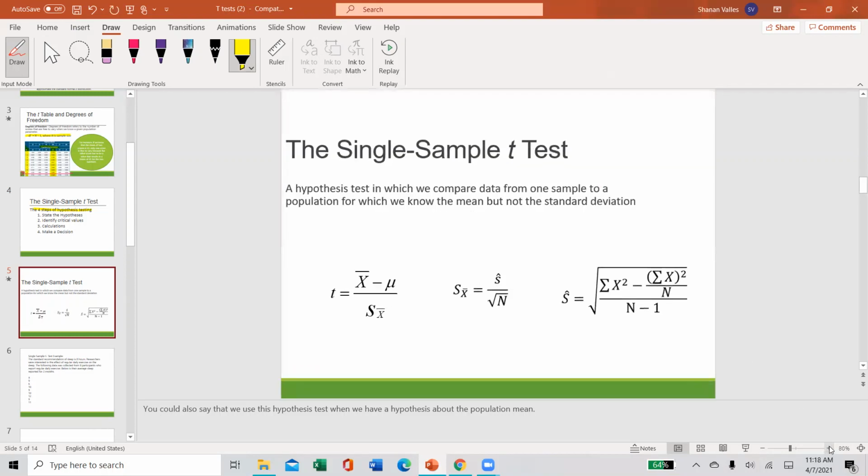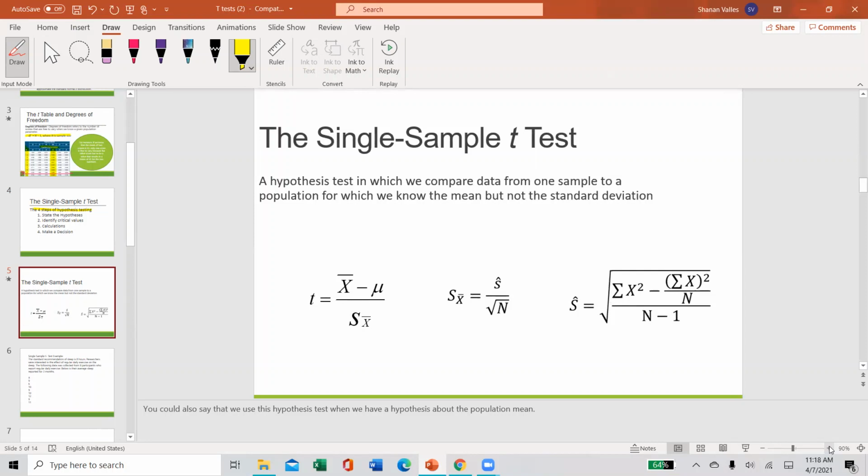Take a look here. I'm going to make this a little bit bigger. So in a single sample t-test, we have about 3 steps, although I don't know if that's necessarily correct to say, but we definitely have 3 formulas. This is our t-test, and this is where we're going to get our t-value. Sometimes people call it a t-obtained, like we obtain our t-score.